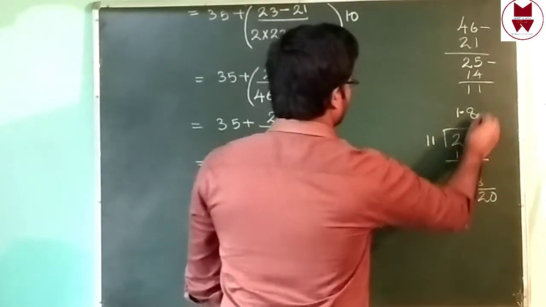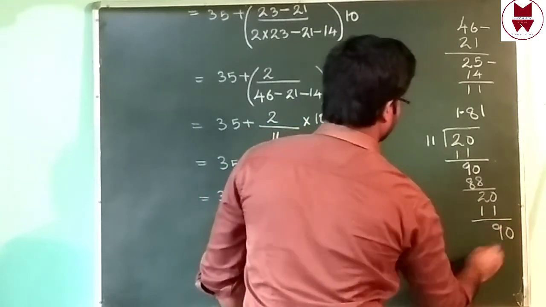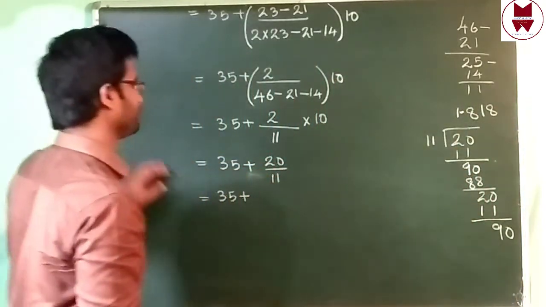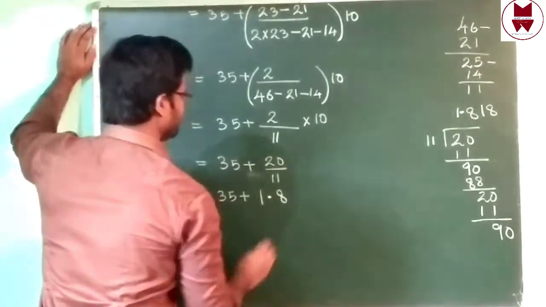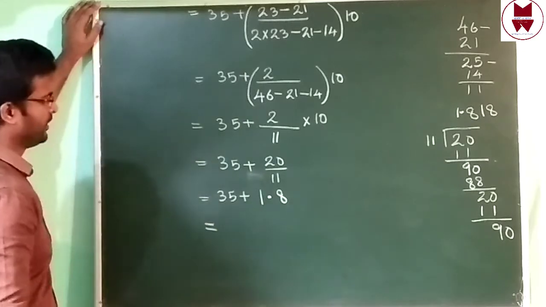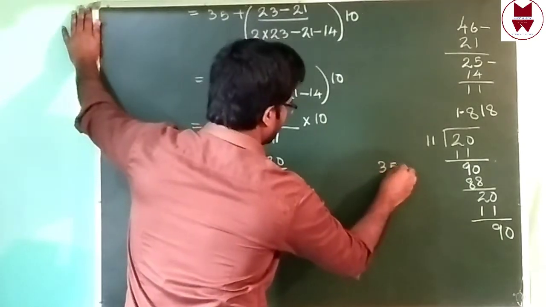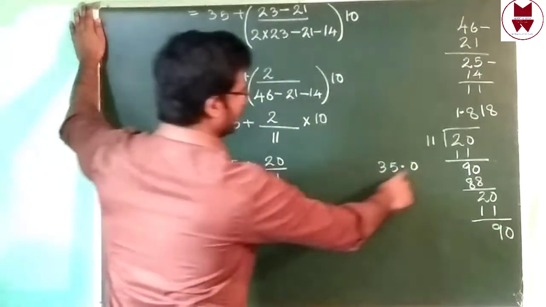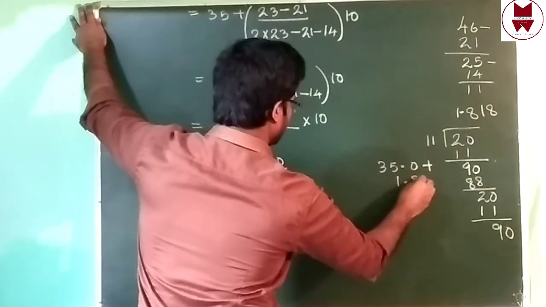Add a 0. 1 time 11 is 11, remainder 9, again 0. In 90, 8 times. We will get 1.8, only write 1.8, that's enough. That is equal to 35 plus 1.8. After the point, here one number is there, that's why 35.0 plus 1.8.